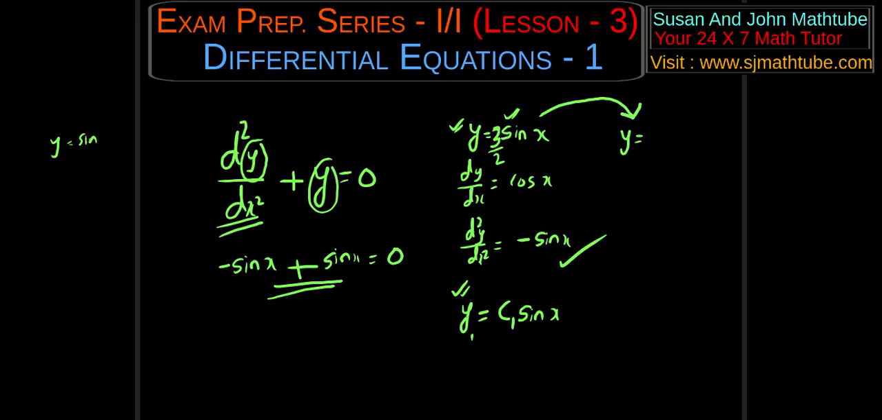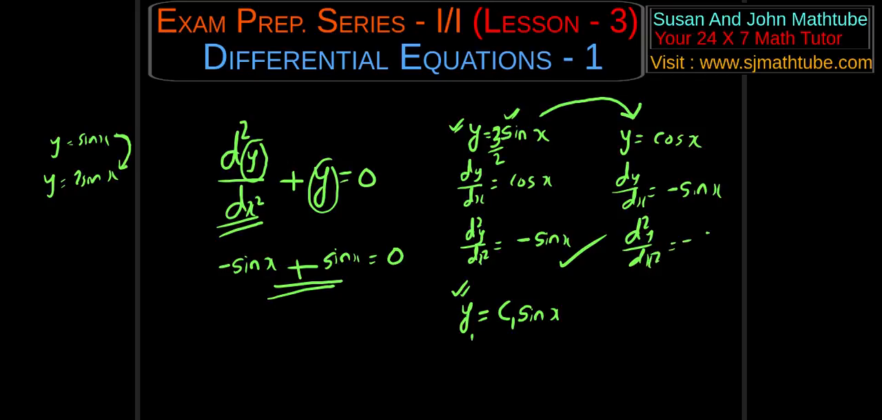Look at this, these are connected actually. y is equal to sin x and y is equal to 2 sin x. They are linearly connected. If you multiply this by 2, you'll get this. So there is a linear relation between them. But the theory tells you there will be a linearly independent solution, and that of course is cos x, because I know the second derivative of cos x is minus cos x. If I plug in cos x here, I'm going to get minus cos x plus cos x, which is equal to 0.